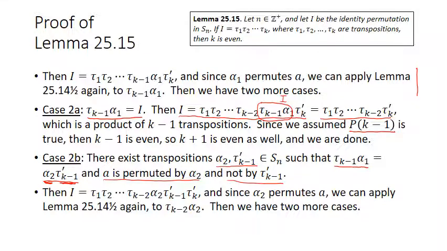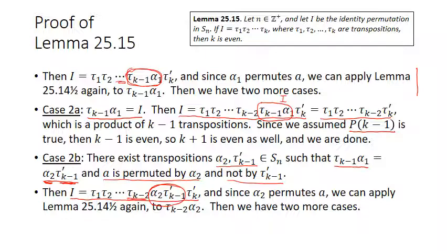Okay, so if that is the case, continuing on with case 2b, we can continue to rewrite I in the following manner. So we could rewrite it like this. What I've done there is I've just replaced this part, tau k minus 1 alpha 1, with this part right here, alpha 2 tau k minus 1 prime. And then I just pulled out this part, the tau k minus 2, from the dot dot dot. So that's not appearing out of nowhere. That was in the dot dot dot up here.